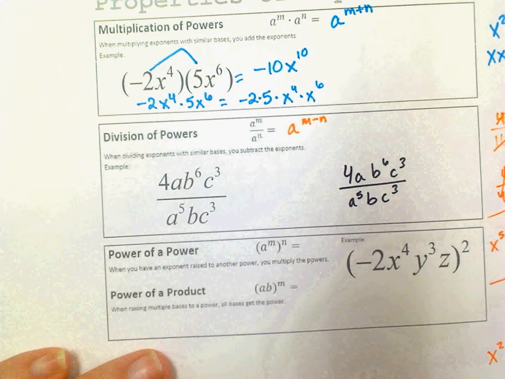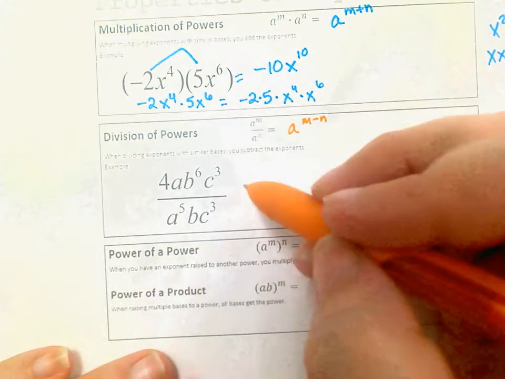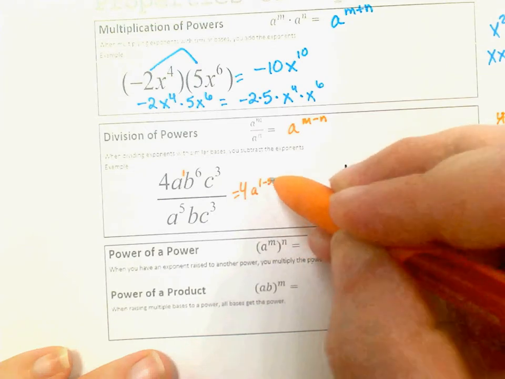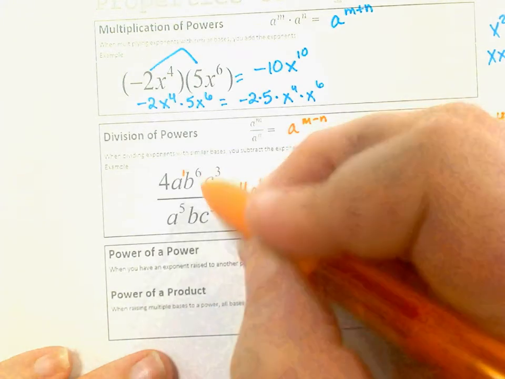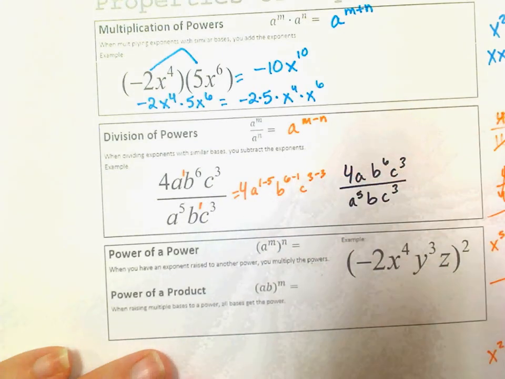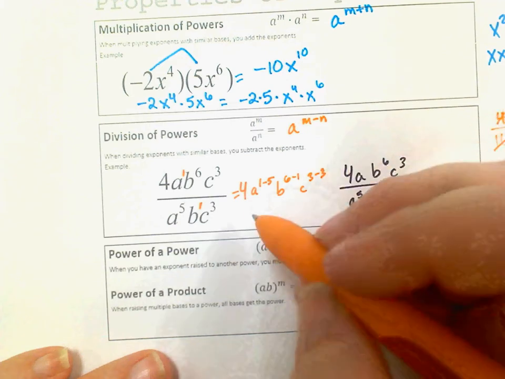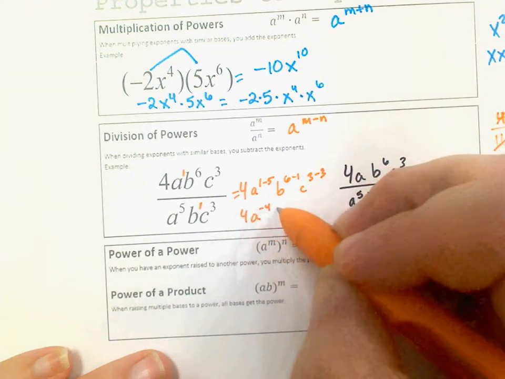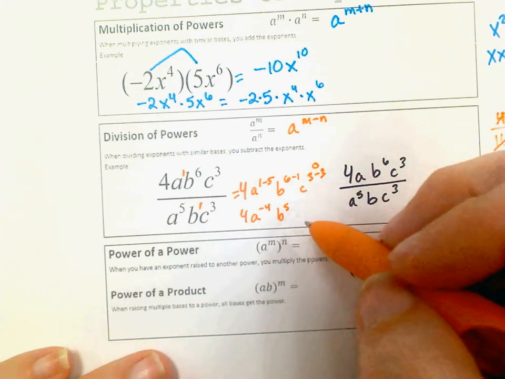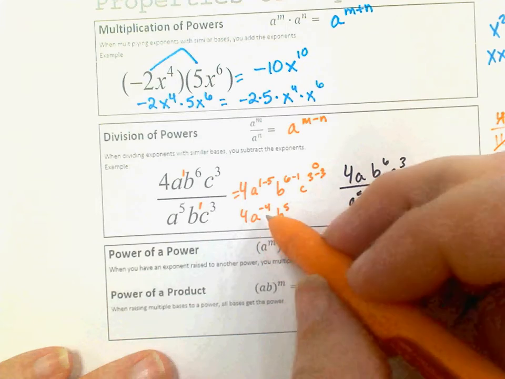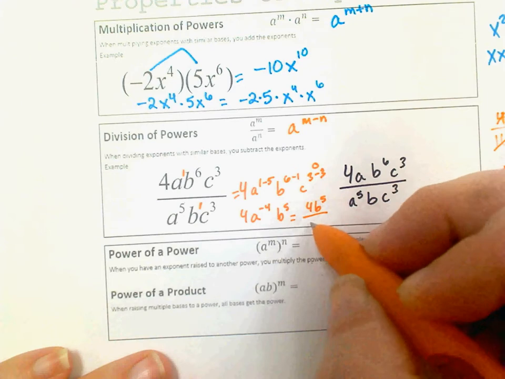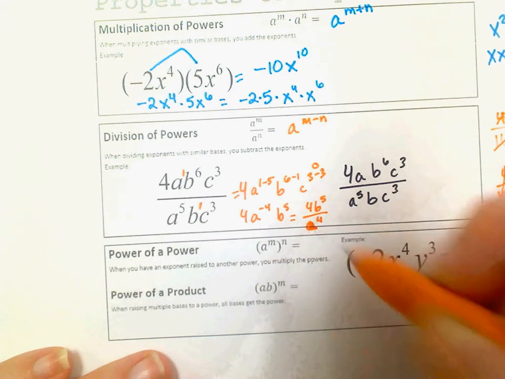Okay, the first way would be to subtract and say 4, that's a 1, so a to the 1 minus 5, b to the 6 minus 1, and c to the 3 minus 3. Yeah? And so you subtract and you get 4a to the negative 4, b to the 5th, and c to the 0, and anything to the 0 power is 1, so that just goes away. And then you'd have to say, okay, well, a to the negative 4th, that actually means that belongs in the denominator. Okay?